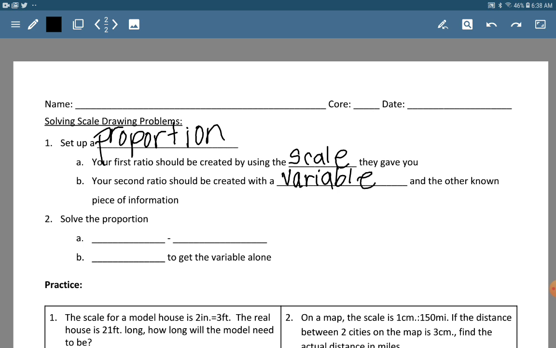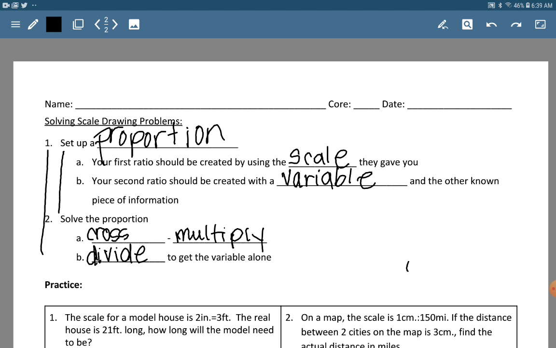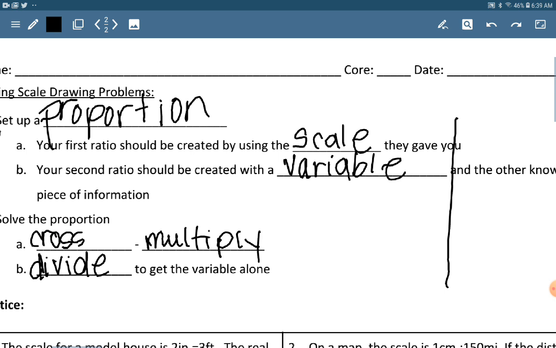Okay, and then just like yesterday, you're going to solve a proportion by cross multiplying. So you cross multiply and then divide. Okay, so let's go ahead and practice these problems, and then you guys should be good to go for the activity today.